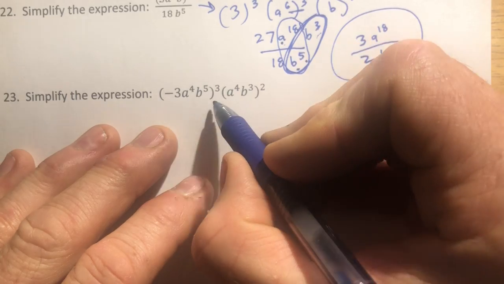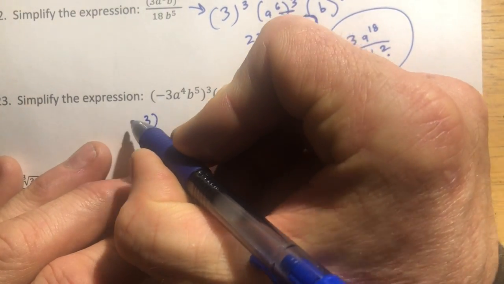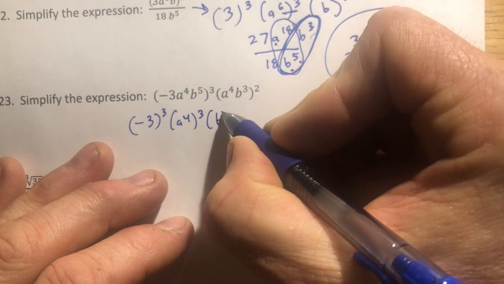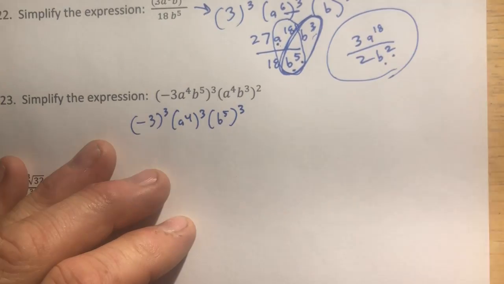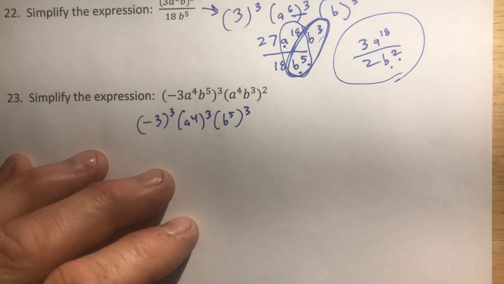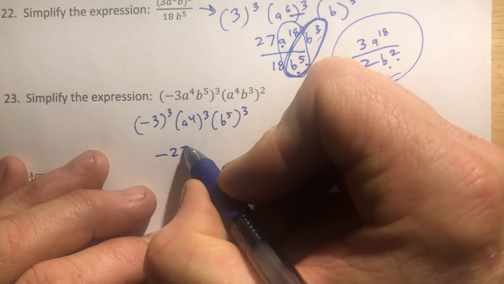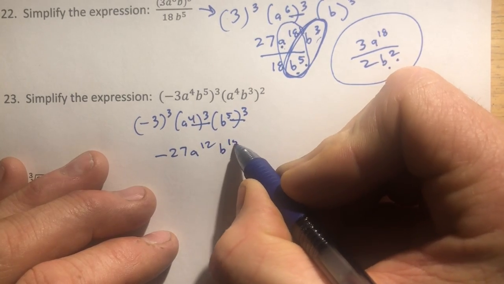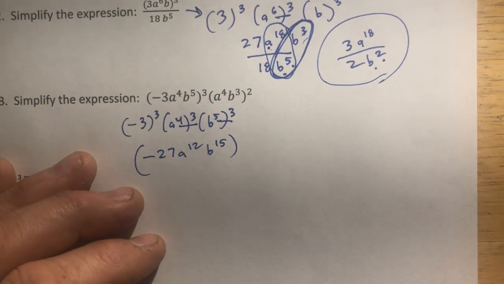All this is to the 3rd power, so negative 3 is to the 3rd power. A to the 4th is to the 3rd power. B to the 5 is to the 3rd power. All those are to the 3rd power. Which means negative 3 to the 3rd power is negative 27. Multiply those is A to the 12. Multiply those is B to the 15. So there's what I get with the first one.